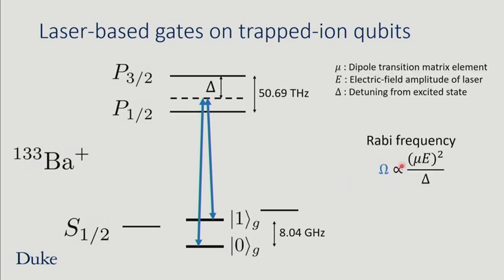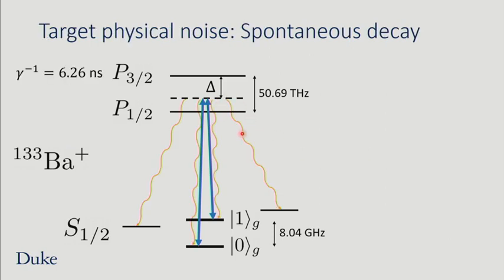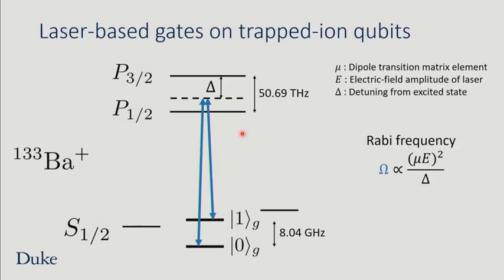And so yeah, of course we have the Rabi frequency for the gates, and the proportionality is given by mu E squared over delta, where mu is the dipole transition matrix element between the S-half and the P states, and E is the electric field amplitude, and delta is the detuning from the P states. And yeah, so that's how the gates work.